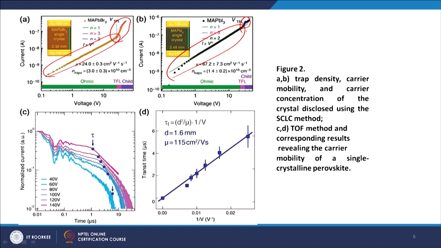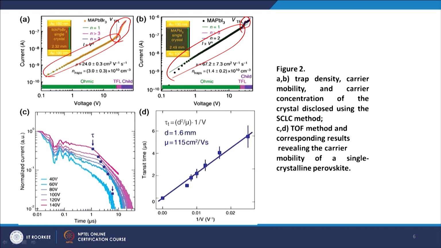In the time of flight method, here the normalized current has been plotted against time. As I said, a laser beam, usually a Nd:YAG 532 nanometer laser beam, falls on the material, and that helps to dissociate the charge carriers, and the charge carriers start moving, and the flying time of the charge carriers is measured as a function of time for different voltages.